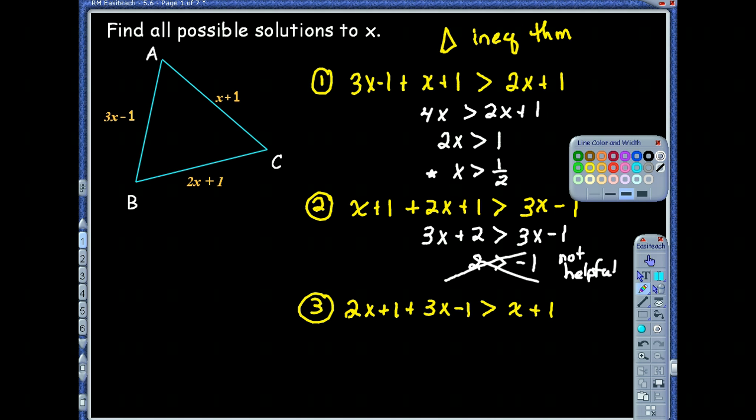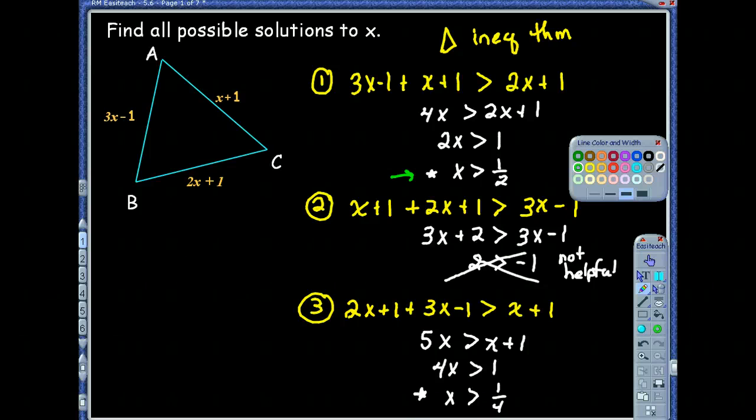So this last one, we've got 5x, the ones cancel, is greater than x plus 1. So 4x is greater than 1, so x is greater than 1/4. As I look at this, I don't see x is less than anything, so we don't have an upper bound restriction. That means there is no upper bound. I could have lots of possible values of x, but we need to focus on just the lower bound.